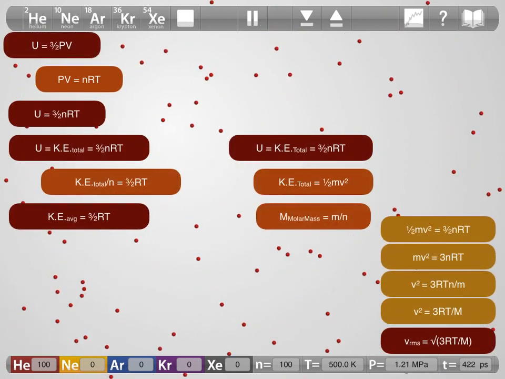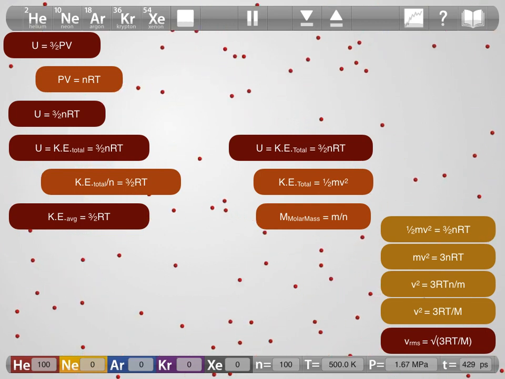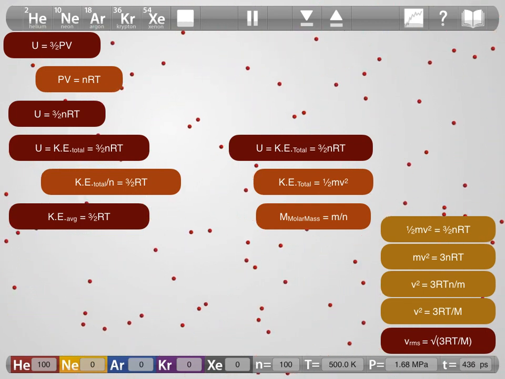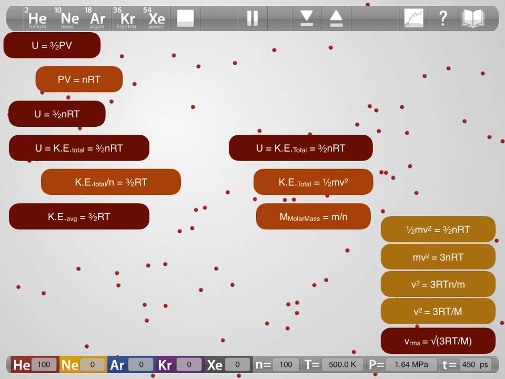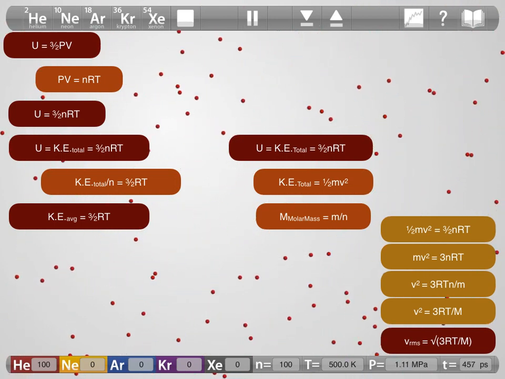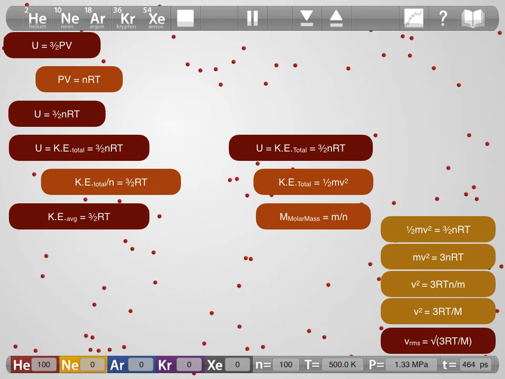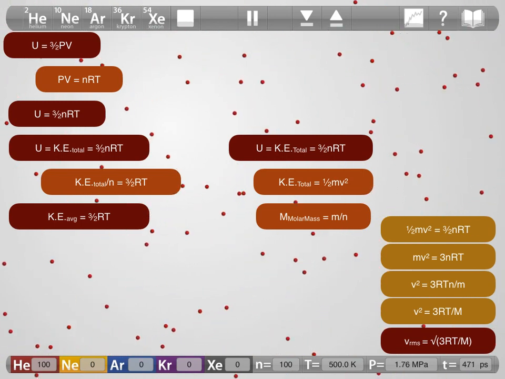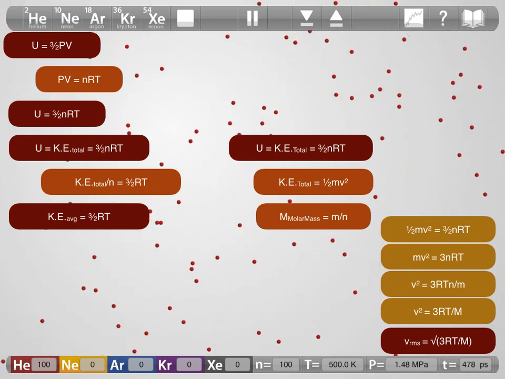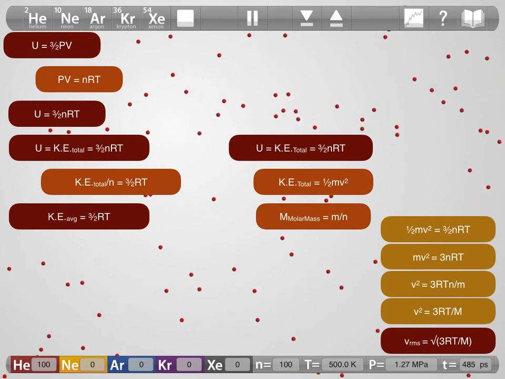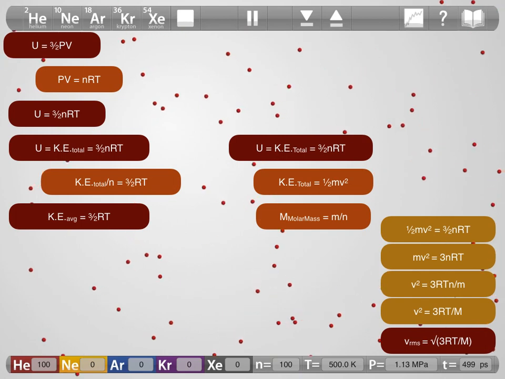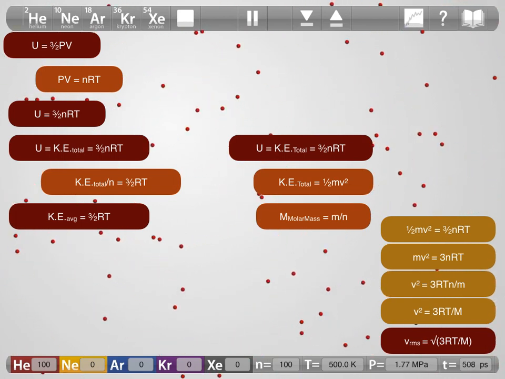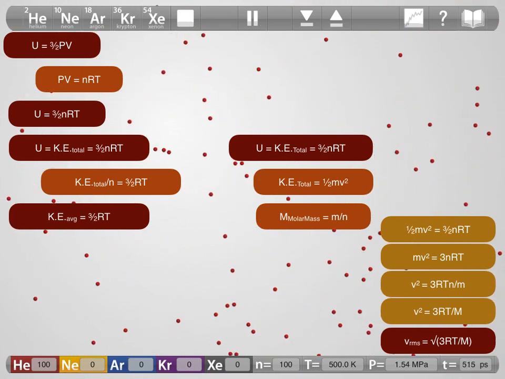Finally, since PV is equal to nRT, internal energy is also equal to 3 halves nRT. Dividing each side by moles, the average kinetic energy is equal to 3 halves RT. Now, this only applies to translational motion, that is, the motion of gas particles traveling along a given axis, since this was the presupposition from which this equation was derived.